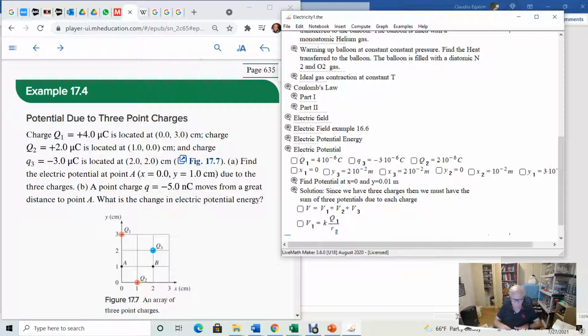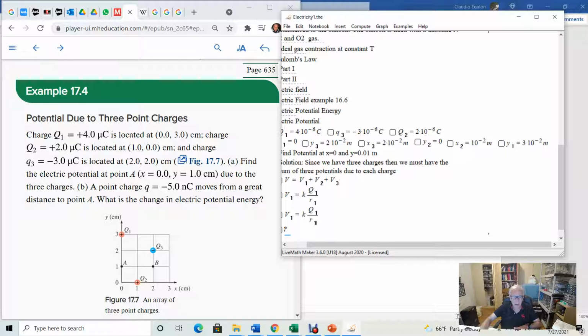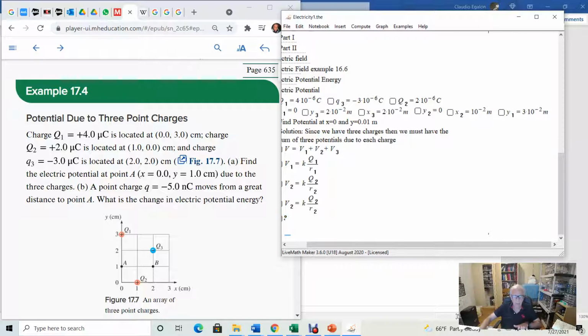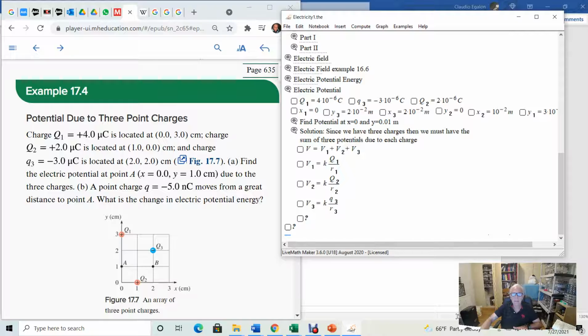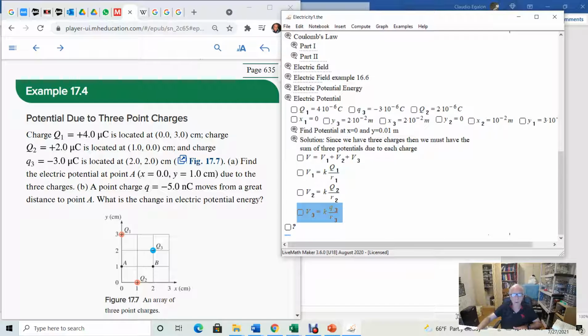Here you go. We're going to have R1. Next one is R2. And the next one is R3. Like that. Q1, Q2, Q3 we already know. The question now is how to find out R1, R2, and R3.